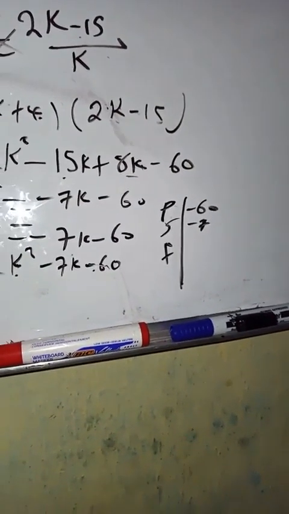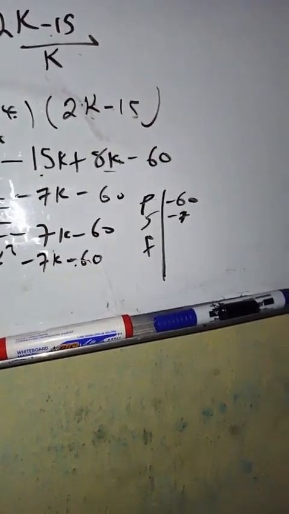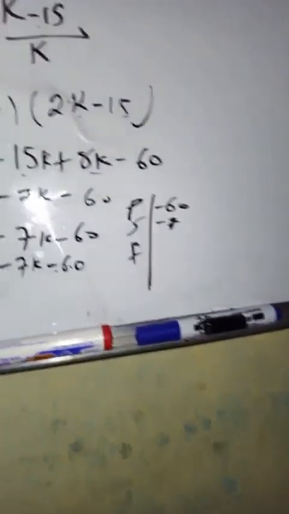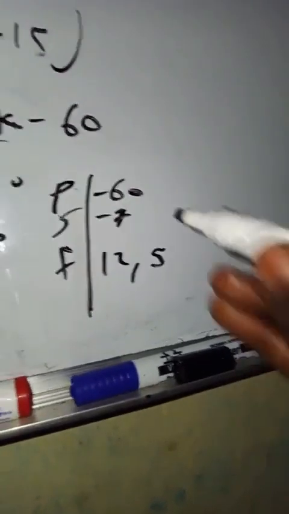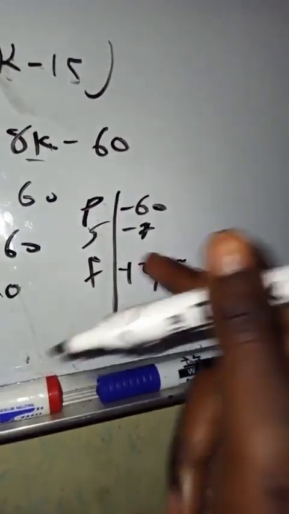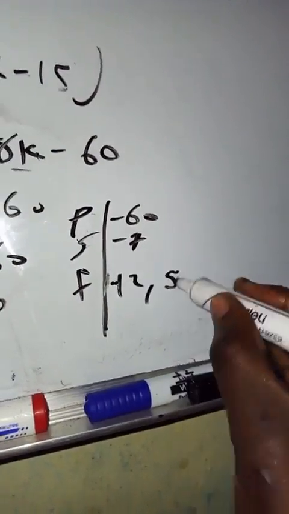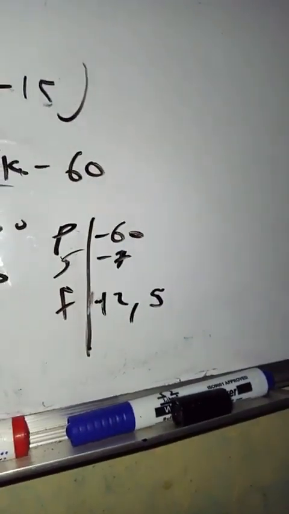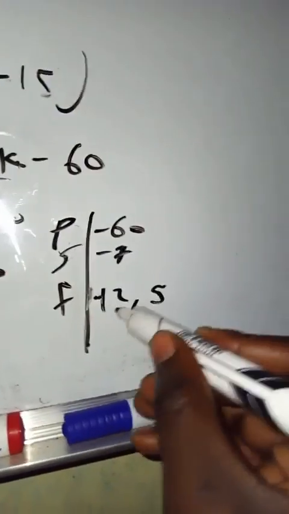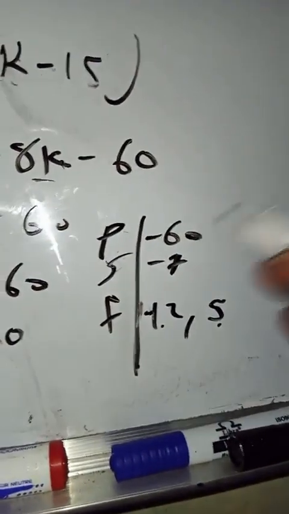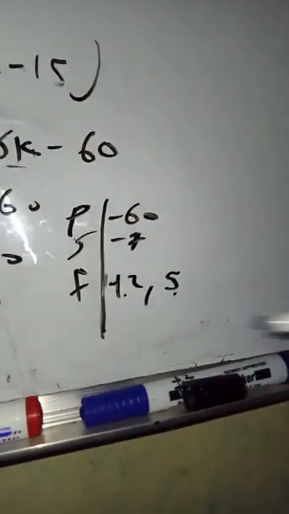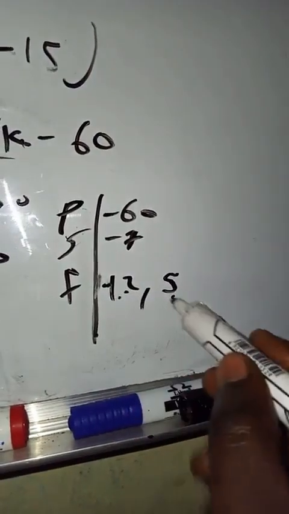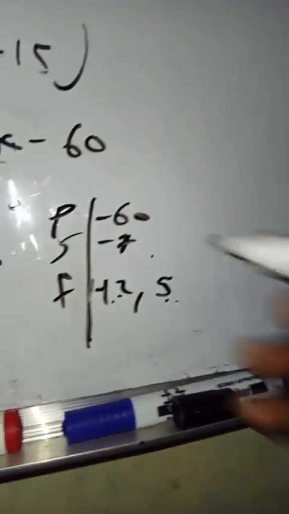What do you think? I think it's 12 and 5. Negative 12 and 5 actually. Because negative 12 times 5 will give me negative 60. That will be the product if I multiply these two. However, if I add these same two, negative 12 plus 5, I'll get negative 7.